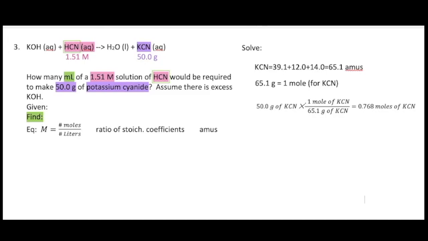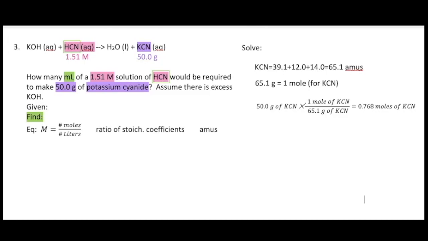So now we know that we have 0.768 moles of KCN. How do we figure out how many moles of HCN we have? Well, it might be kind of obvious here. It's a 1-to-1 ratio, but it's always good to practice doing this mathematically so when you have a more complicated one, you know what to do. So again, we're going to convert. When you convert, you bring in a fraction. The fraction's equal to 1.